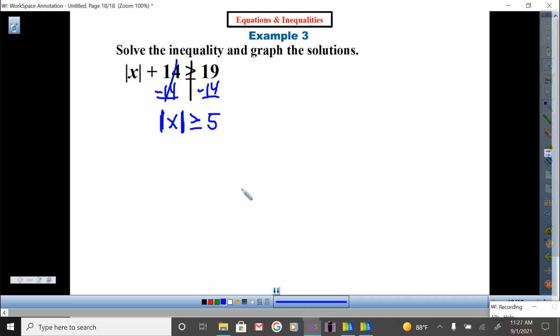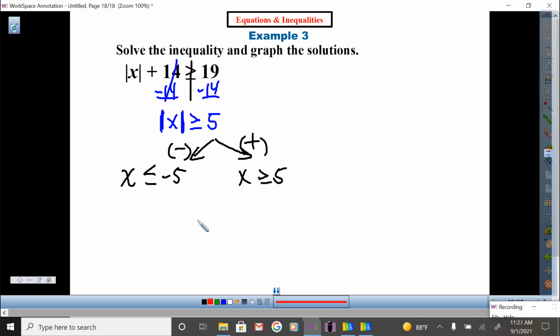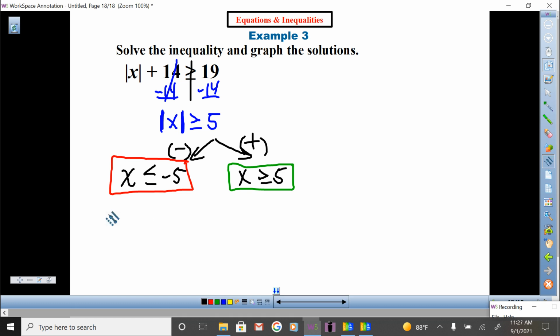Since we have the absolute value already by itself, we write two inequalities, yes? One for -5. We switch the inequality symbol. And what's inside of the absolute value? X. One for +5. And the inequality stays the same. And we have x. Step 3, can we solve? Oh, it's already solved, Mr. Q. All right, so this is our solution here. And this is a solution over here. So let's graph this.